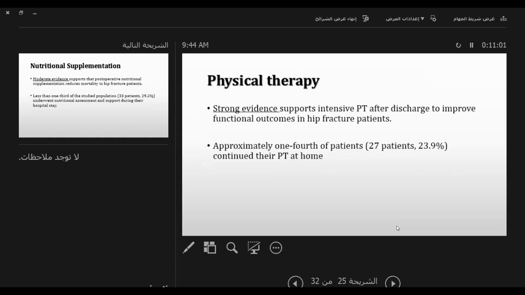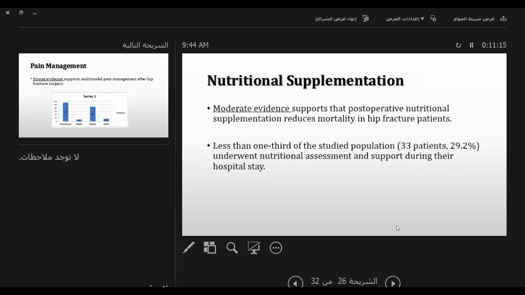Regarding physical therapy, there is strong evidence supporting intensive physical therapy after discharge to improve the functional outcome in hip fracture patients. Only about 1/4 of our patients continued their physical therapy at home. Regarding the nutritional supplementation, there is moderate evidence that post-operative nutritional supplementation reduces mortality in hip fracture patients. Less than 1/3 of our studied population underwent nutritional assessment and support during their hospital stay.